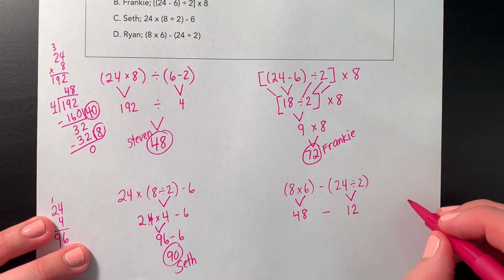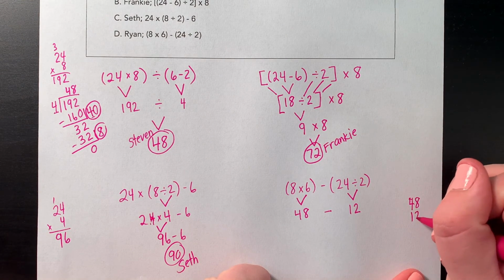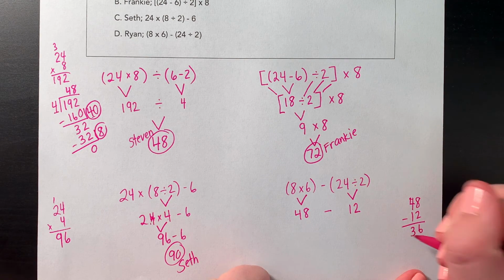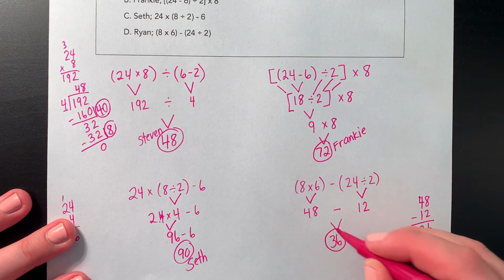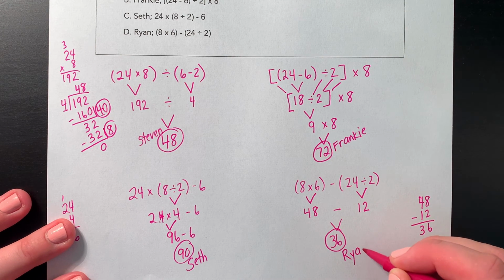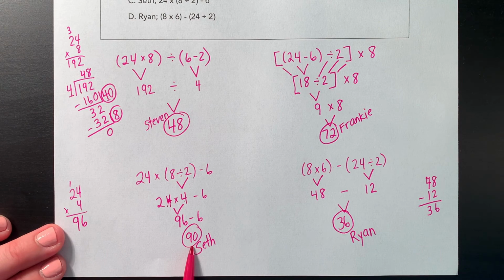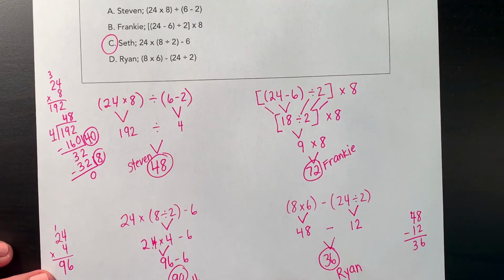48 minus 12, I'm going to line that up next to my problem to make sure that I get it correct. 8 minus 2 is 6, 4 minus 1 is 3, so I know that Ryan's answer was 36, and he probably came in last. So it's obvious here that Seth with 90 was the winner of the game, so the answer is C.